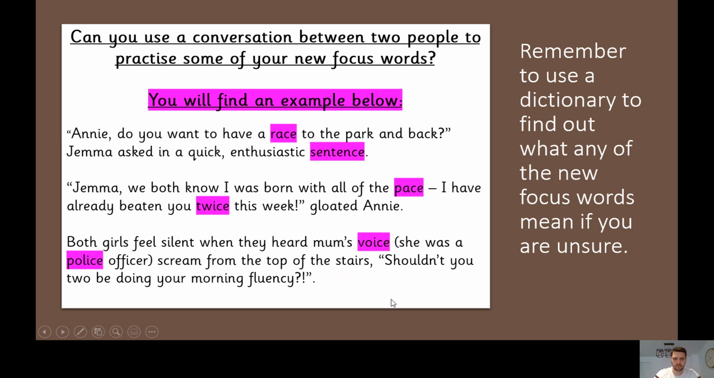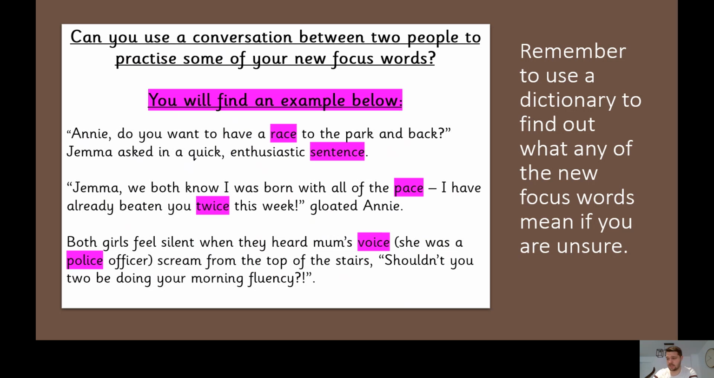So here's my example. "Annie, do you want to have a race to the park and back?" Gemma asked in a quick, enthusiastic sentence. "Gemma, we both know I was born with all of the pace. I've already beaten you twice this week," gloated Annie. Both girls fell silent when they heard Mum's voice. "Shouldn't you two be doing your morning fluency?" She was a police officer, screamed from the top of the stairs. So that's what I conducted as a conversation between three people in the end.